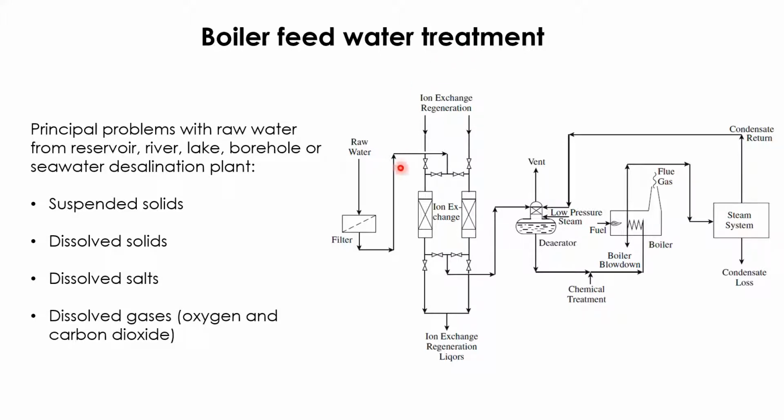First of all, we use a filter to remove the suspended solids. This filter can also be used to remove the hardness by using zeolite. Let me add here, this filter basically removes hardness, which comes from calcium ions and magnesium ions. It can be done by using a zeolite.